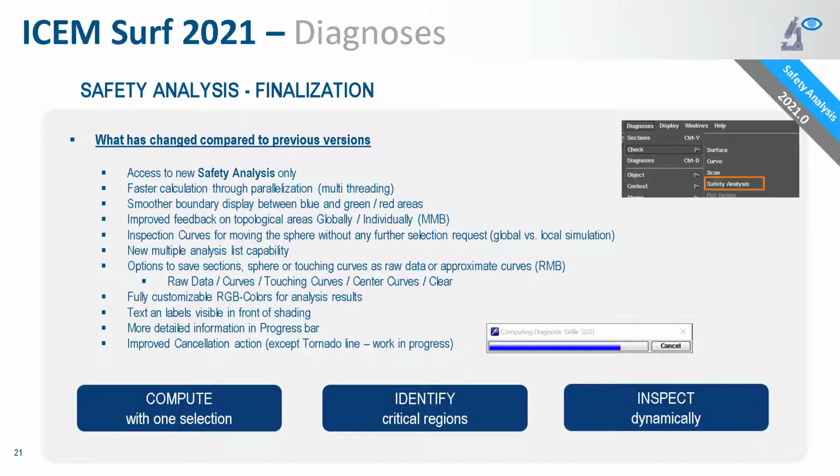In ICEMSurf 2021, there has been a huge amount of time and effort put into safety analysis. The old safety analysis has been removed from the menu, and we now support multi-threading to dramatically reduce the time it takes to do the calculations. A new graphical interface, which is carefully organized to help guide you through the process, makes it much easier to use. And also there are lots of improvements to configure how the results are displayed and stored in your model.